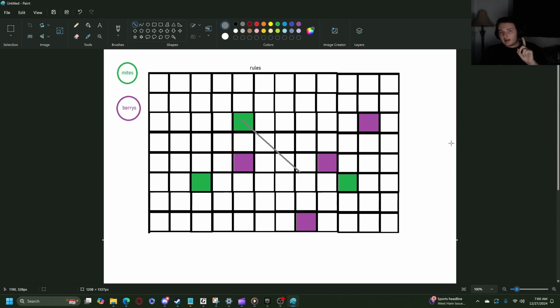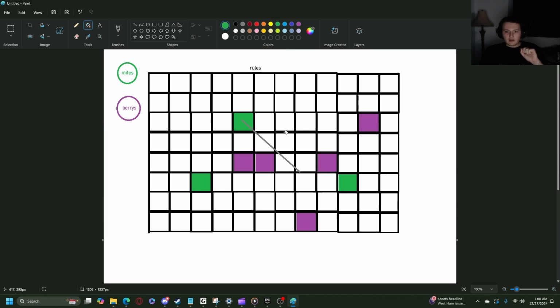Now, you see, the mite doesn't know that the berries are down there. The mite doesn't know anything, okay? It is completely oblivious. All it wants to do is eat berries, okay? But when it does eat 2 berries, say that there's 2 berries down here, it eats them and then it reproduces.